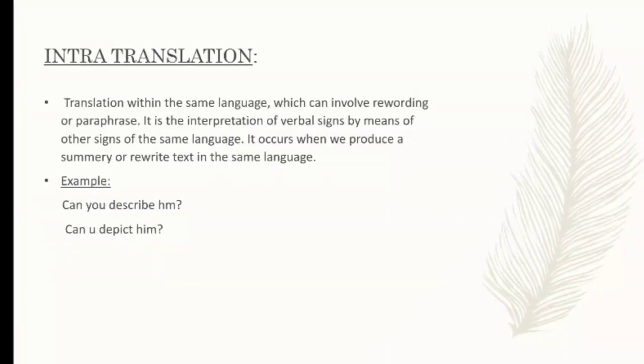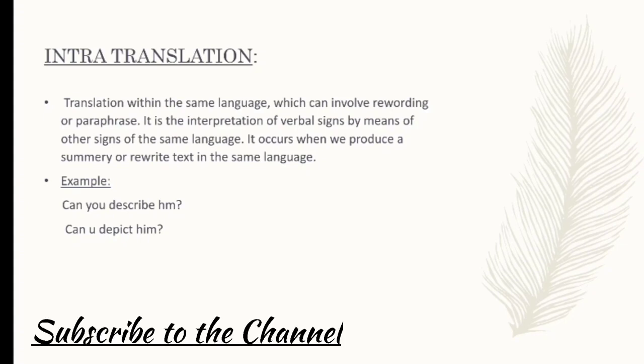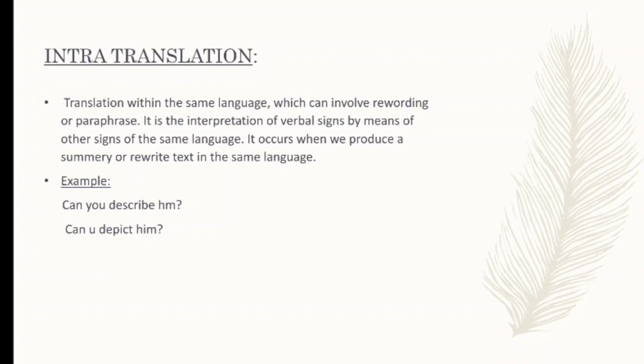So, intra-translation. Basically, it is the translation within the same language, which can involve rewording or paraphrase. It is the interpretation of verbal signs by means of other signs of the same language. It occurs when we produce a summary or rewrite text in the same language. For example, when a teacher explains a text to a student in simpler words, he is basically doing intra-translation. Another example is given here. The sentence "Can you describe him?" has been changed into "Can you depict him?" and they both mean the same thing.